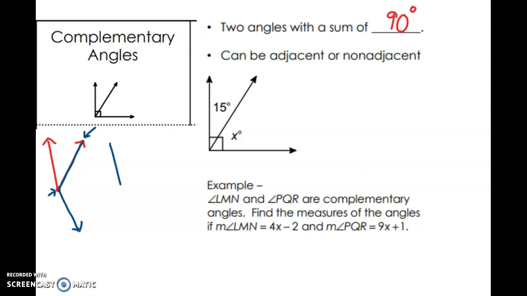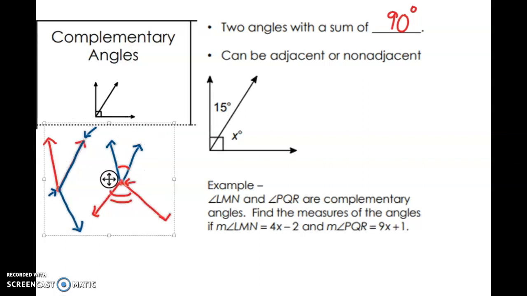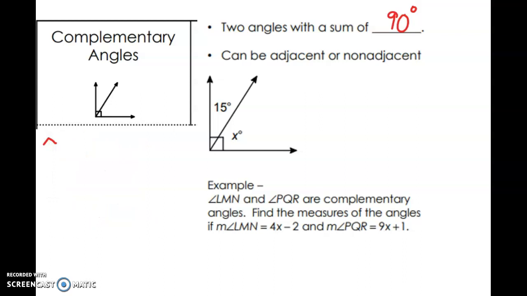So non-adjacent would be, for example, just ones like this one and this red angle over here. They do share a vertex, but they don't share a side. So these two angles right here are non-adjacent. So let me kind of show you one more example. If you had, let's say, an angle right here, this red one, and then if you had this blue one, pretend that's on the side, sorry about that.